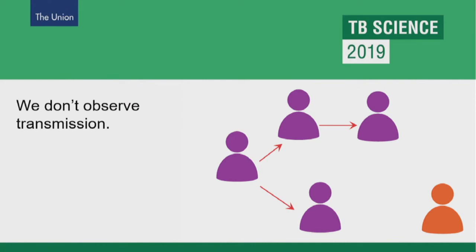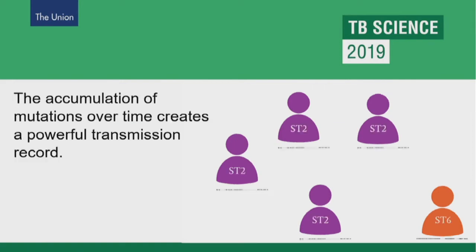We don't observe transmission, of course, and there are many outstanding questions about where transmission occurs and between whom, particularly in high incidence areas. The accumulation of mutations over time, however, can create a powerful record about transmission. Isolates of tuberculosis that are more closely genetically related are often considered to be more closely related in transmission. So molecular epidemiology studies that use fingerprinting or genotyping approaches may genotype isolates and then consider isolates with the same genotype clustered and potentially linked to recent transmission.